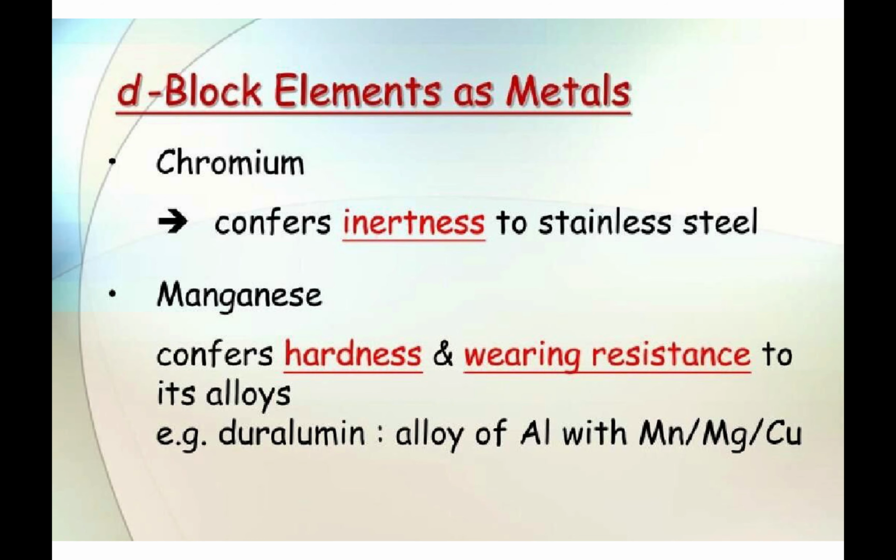Then chromium is inert and used to make an alloy called stainless steel. And manganese is an important factor that gives hardness and wear resistance to alloys. In duralumin, what is duralumin? Actually, it is an alloy of aluminum with manganese, magnesium and copper. So the alloy of manganese is duralumin, and the alloy of chromium is stainless steel. So alloys have greater advantage than the metals itself. So we make alloys by combining other metals for all these elements.